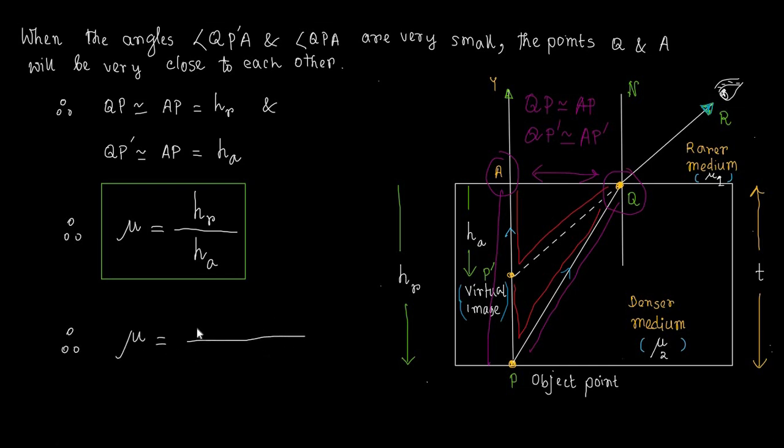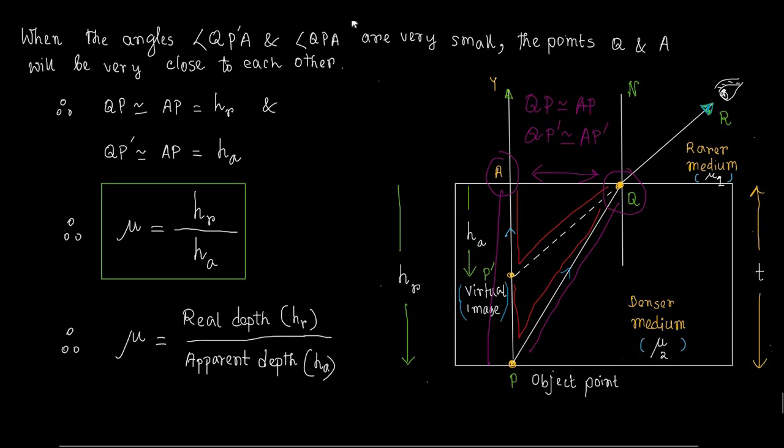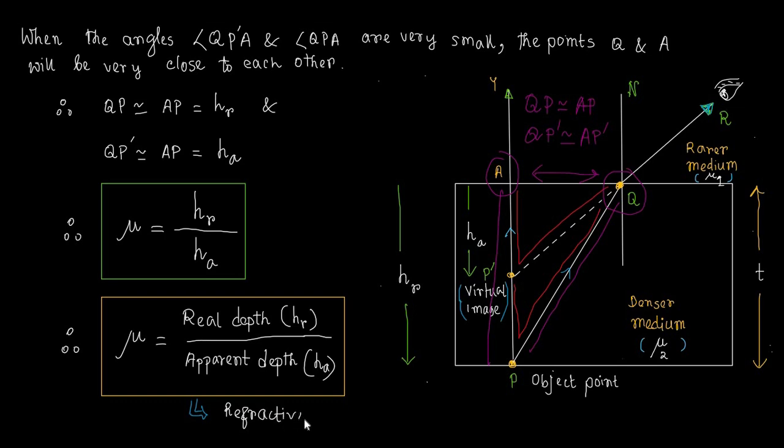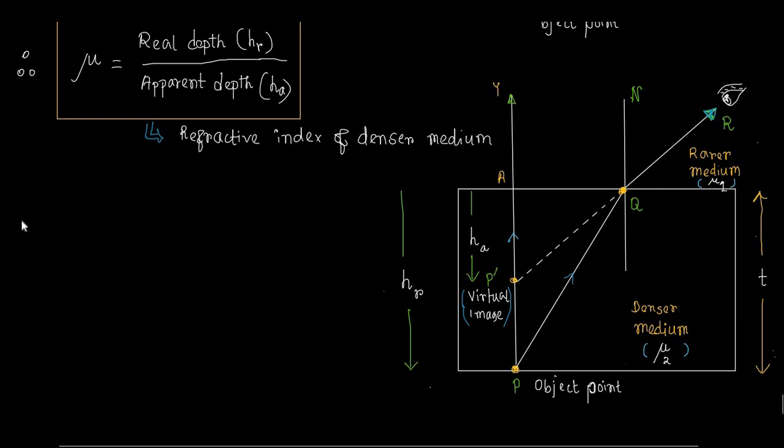Therefore, mu is equal to real depth divided by apparent depth. Mu is equal to real depth, under bracket HR, divided by the apparent depth of the object point, under bracket HA. Mu is equal to HR by HA. That means the refractive index of the denser medium is the ratio of real depth and apparent depth, which is the refractive index of the denser medium with respect to the rarer medium.